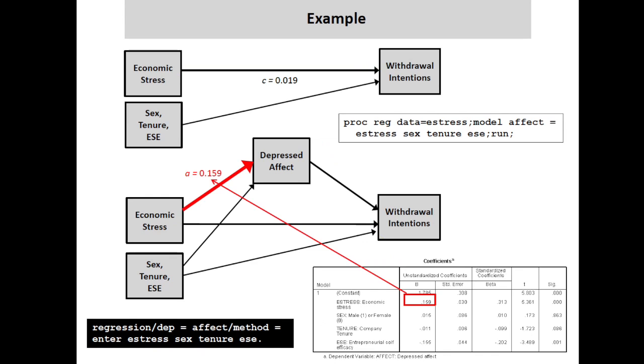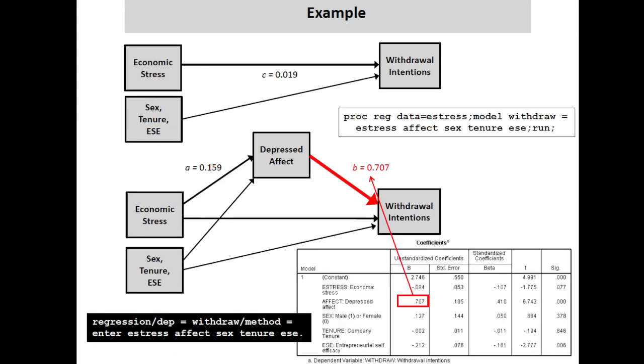We do the same thing estimating depressed affect from economic stress, as well as the potential confounders, and we get 0.159 as our regression coefficient A. One more regression predicting withdrawal intentions from all five of these variables gives us B of 0.707.